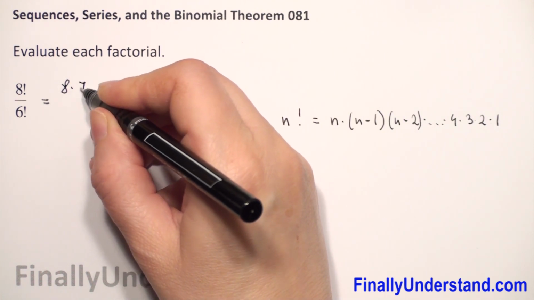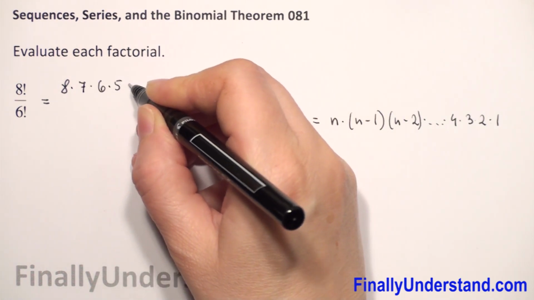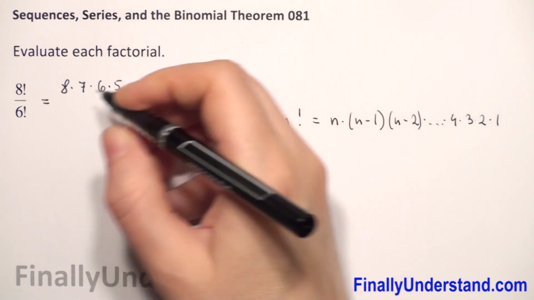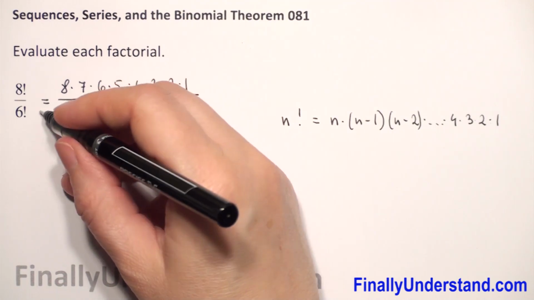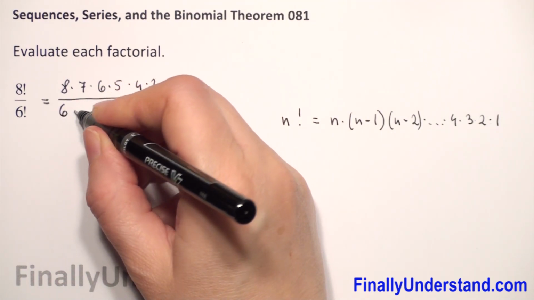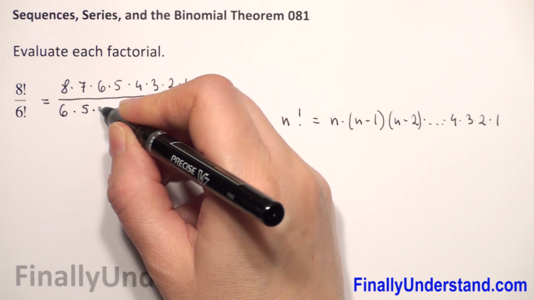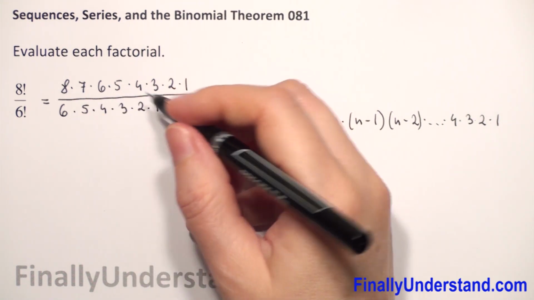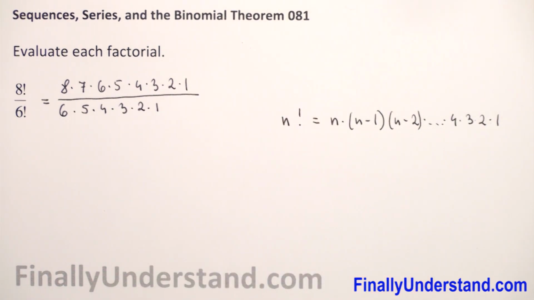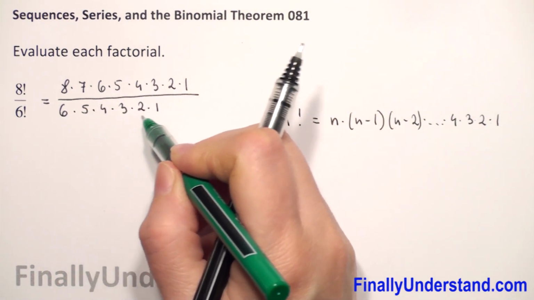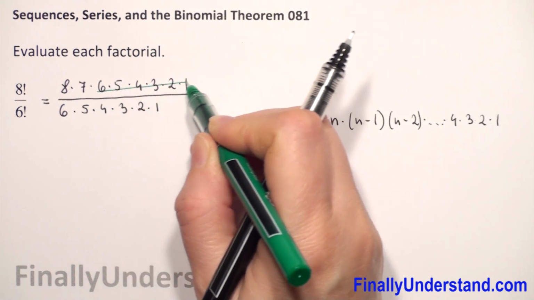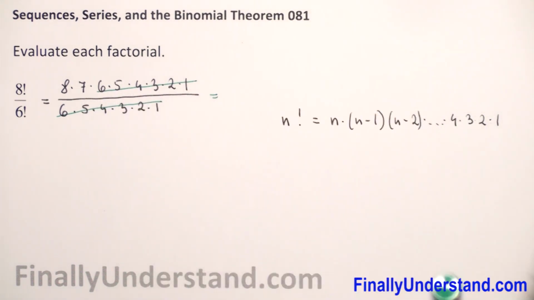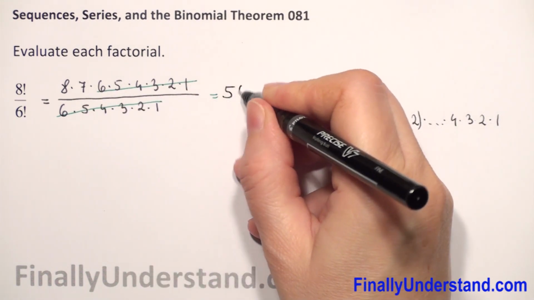8 times 7 times 6 times 5 times 4 times 3 times 2 times 1 over, and when we have 6 factorial, we can write that this is 6 times 5 times 4 times 3 times 2 times 1. And now, because we have multiplication in the numerator and denominator, we can reduce 6, 5, 4, 3, 2, this whole expression in the numerator with the denominator. So this is equal to 8 times 7, which is 56.